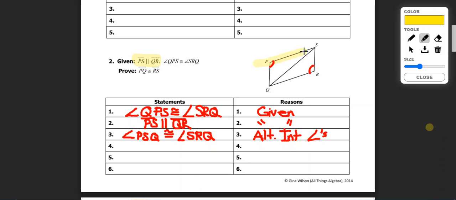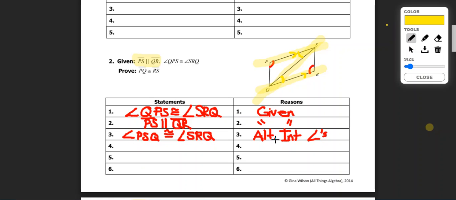So we know that PS is parallel to QR. Remember, that's typically shown with an arrow, like this, right? And we have a transversal also that we can use to help us right through here. Now, there's an interesting conundrum that we have now come to. Using alternate interior angles, we can prove this angle is congruent to this angle. So now we have PSQ is congruent to SRQ by alternate interior angles.